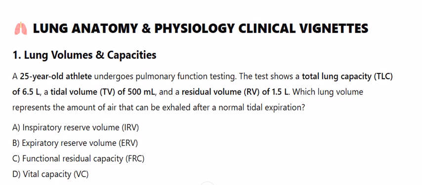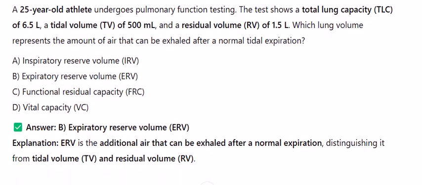A 25-year-old athlete undergoes pulmonary function testing. The test shows a total lung capacity of 6.5 liters, a tidal volume (TV) of 500 milliliters, and a residual volume (RV) of 1.5 liters. Which lung volume represents the amount of air that can be exhaled after a normal tidal expiration? A. Inspiratory reserve volume (IRV), B. Expiratory reserve volume (ERV), C. Functional residual capacity (FRC), D. Vital capacity (VC). Answer: Expiratory reserve volume.